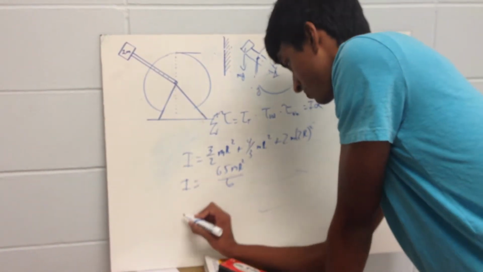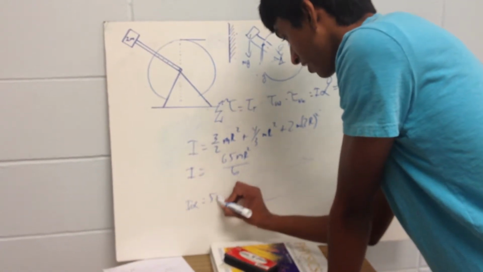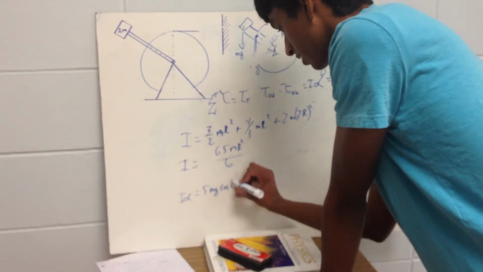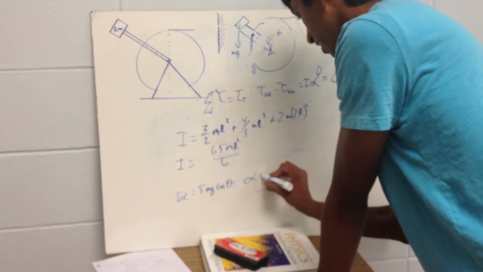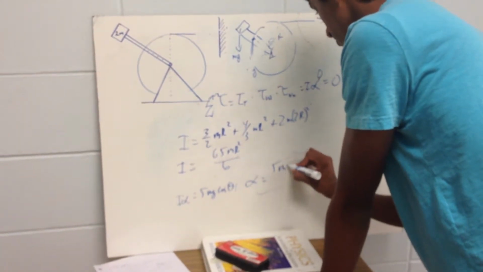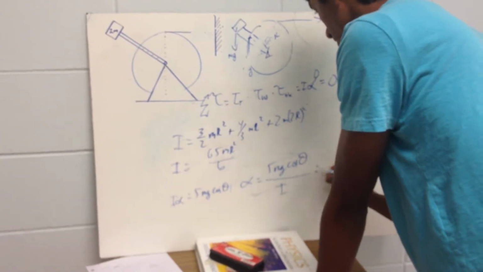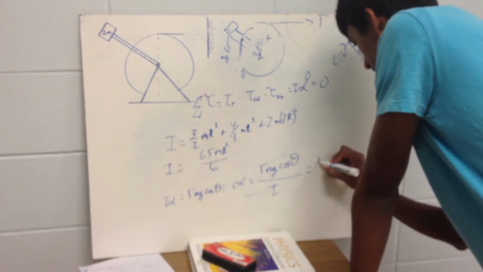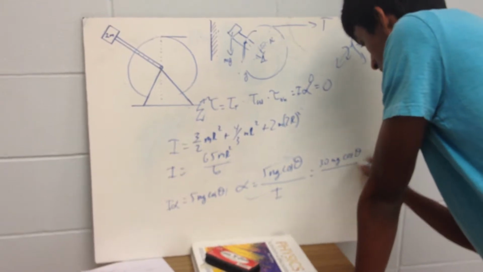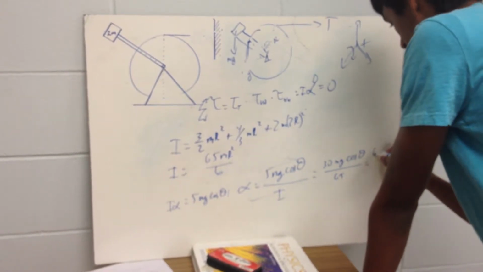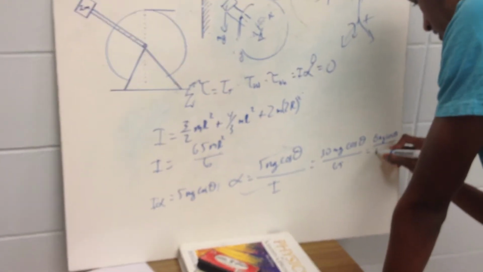So now when we write our net torque statement, we're going to have I alpha equals the net torque, which we originally found to be 5 mg cosine theta. So if we solve for the angular acceleration, we're going to have alpha equals 5 mg cosine theta all over I, which equals 30 mg cosine theta over 65, which equals 6 mg cosine theta over 13.